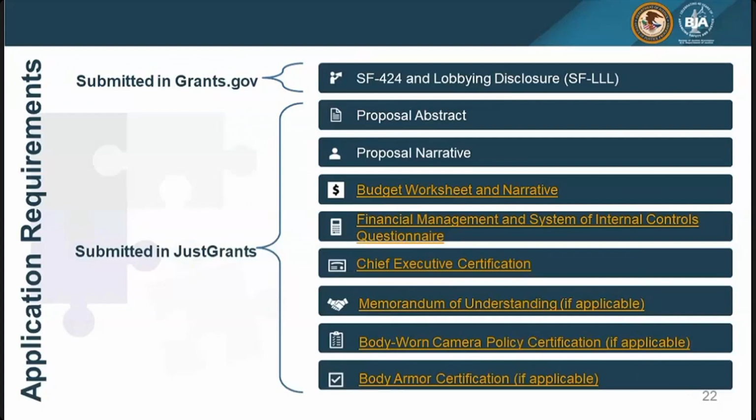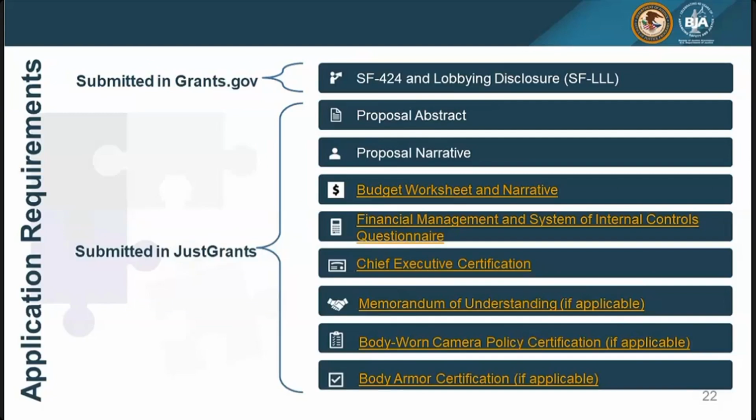Okay, now we're going to take a look at the list of application requirements. Some of these we can collect post-award if you aren't able to get them completed by the time you need to submit your application. We are going to review what each of these items are, so you get a little bit more of an idea of what you're submitting.